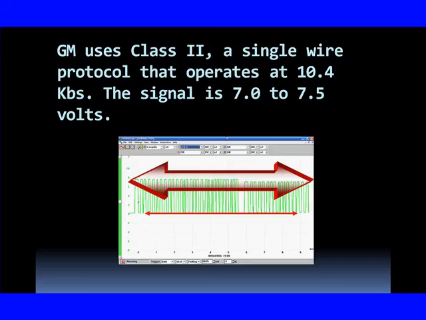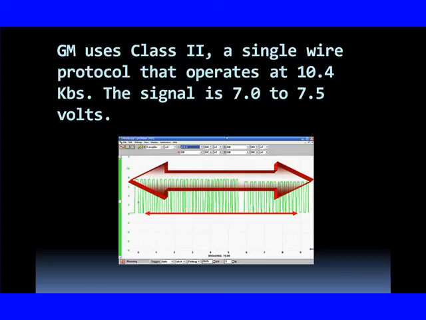GM Class 2. This class does use scan data. This is the same protocol they use for scan data. So you'll be able to see scan data here. You could not on the Chrysler. It was a separate program.